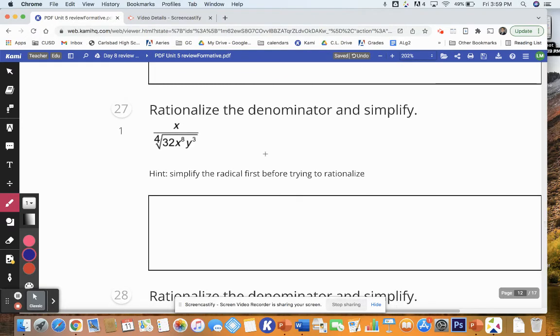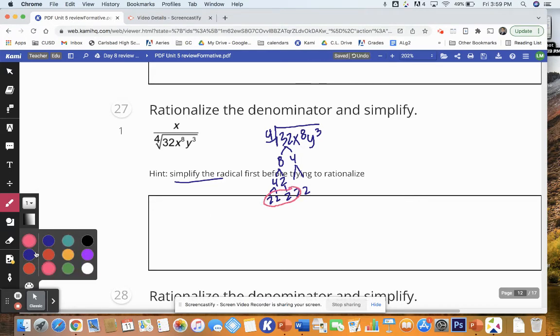Okay, we want to simplify first, right? It has a little hint, simplify this radical. So I'm going to pull out groups of 4 from 32x to the 8th, y to the 3rd. All right, groups of 4 and 32, we need to break into prime factors to see what there might be. So I have 2, 2, 2, and then 4 is 2, 2. So I have a group of 4 2's and then 1 left inside.